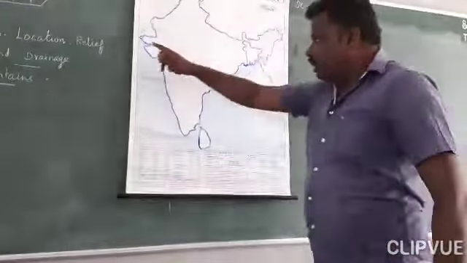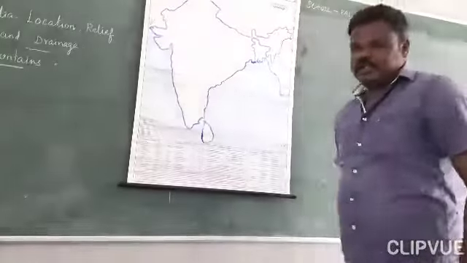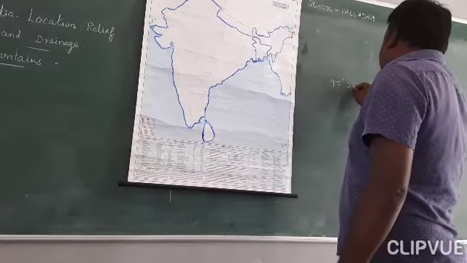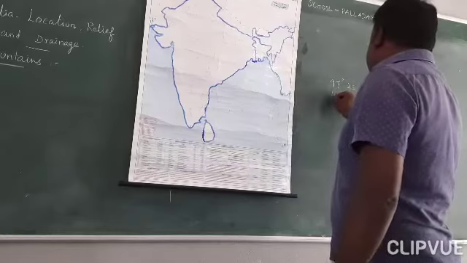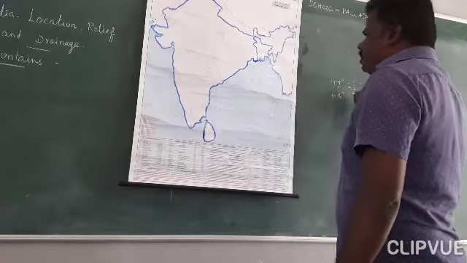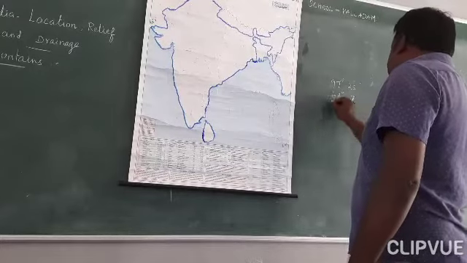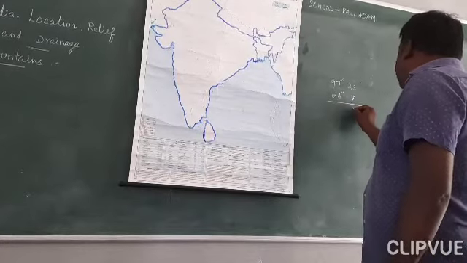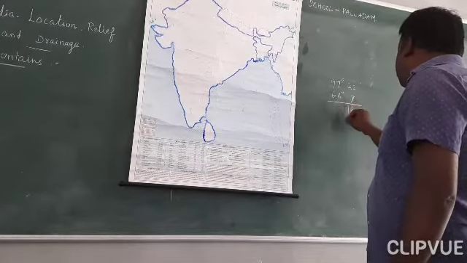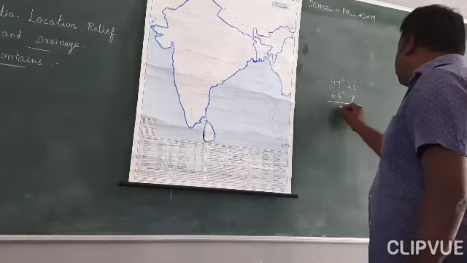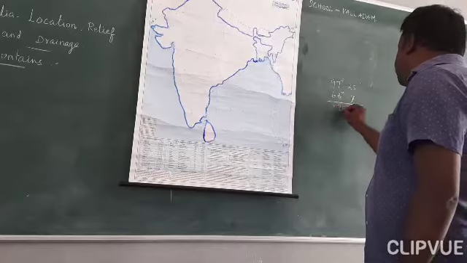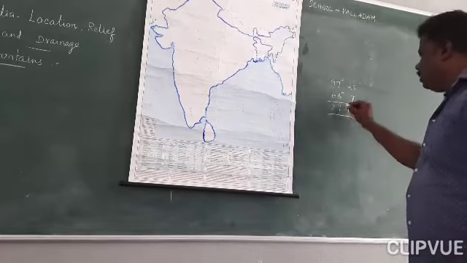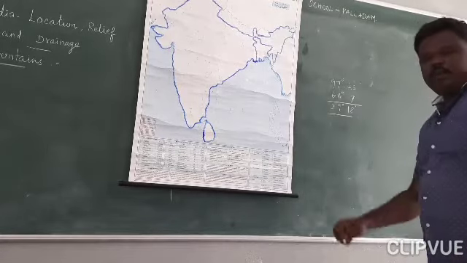So this is very important because of this much distance. You just calculate 97 degree 25 minutes and 68 degree 7 minutes. You can subtract this, and you will get 29 degree 18 minutes.